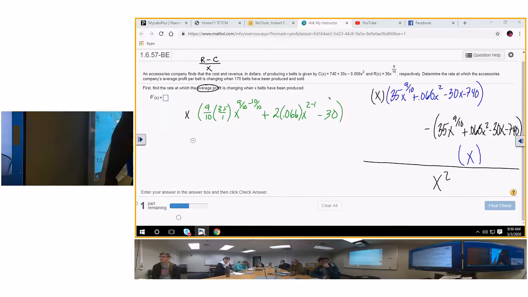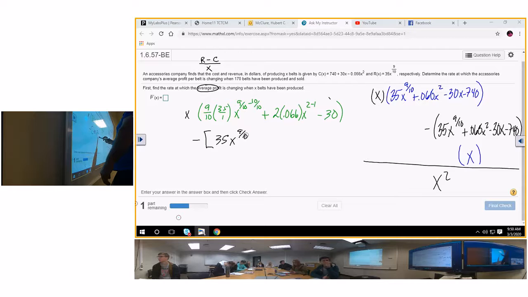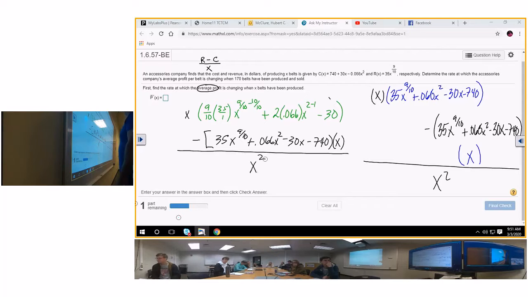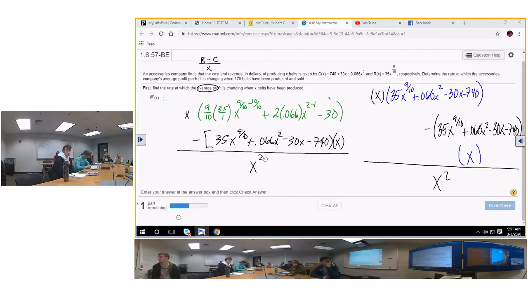Minus, brackets, 35x to the 9/10 plus 0.066x squared minus 30x minus 740, times x. All that over x squared. You need a bracket on this end? Yep, thank you.